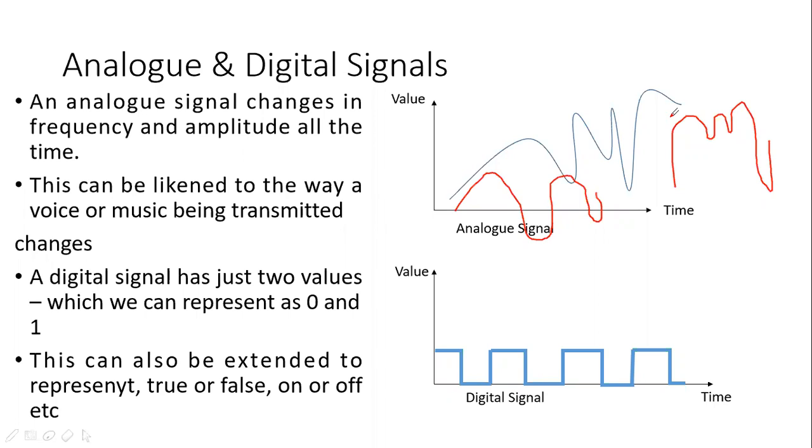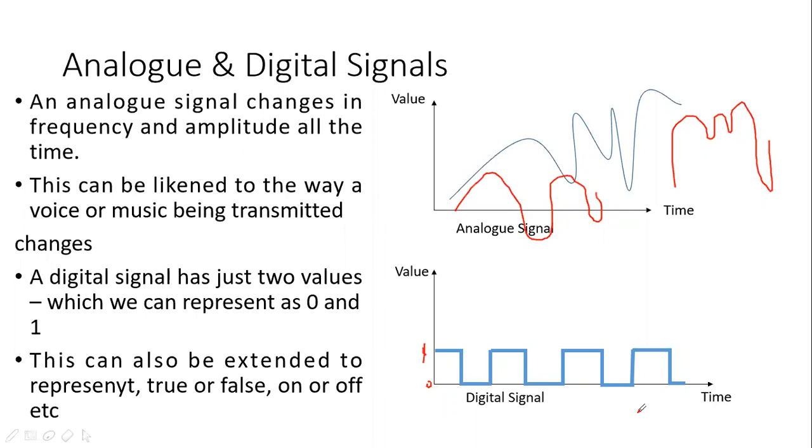The opposite of that is a digital signal. In a digital signal, you're dealing with specifics. It's either 0 or 1, nothing in between. So the value is represented along here, and this is the time that is elapsing.